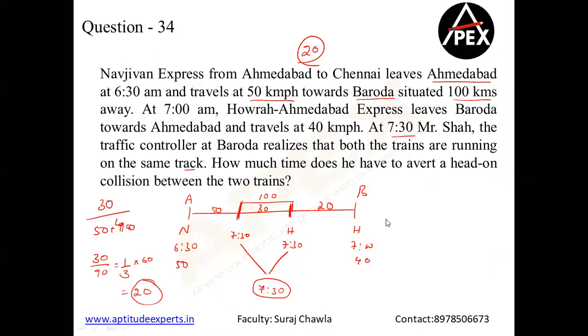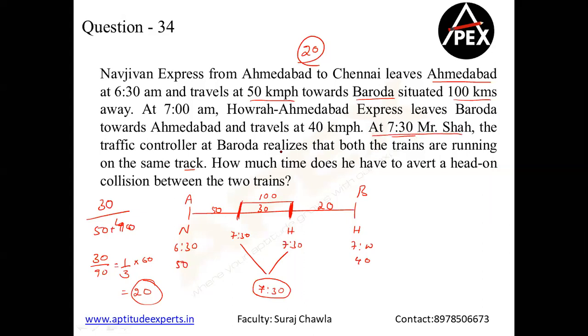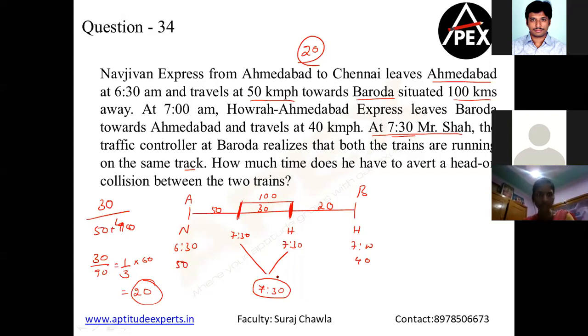Venu, again, what are you not able to understand? The last part? 7:30 part, 6:30 part, what part? Just give me a hint. This train is starting at 6:30. 7:30, did you read the question, Venu? He says that at 7:30, Mr. Shah saw both the trains. So I want to see where both the trains are at 7:30.